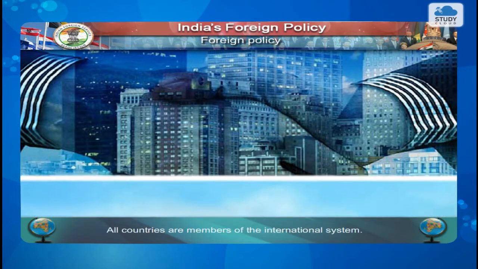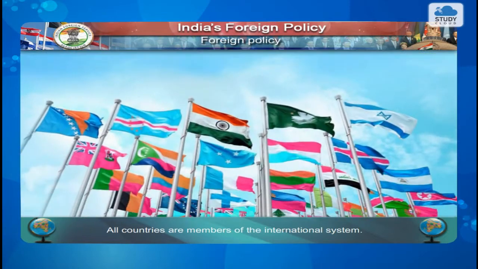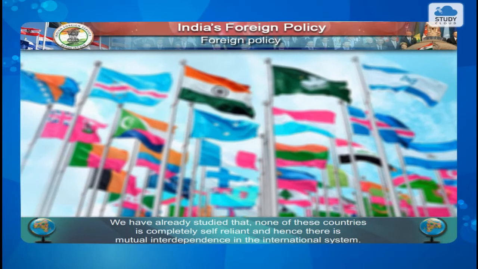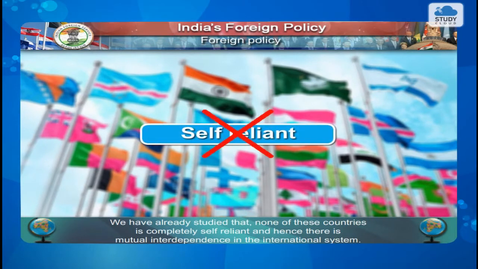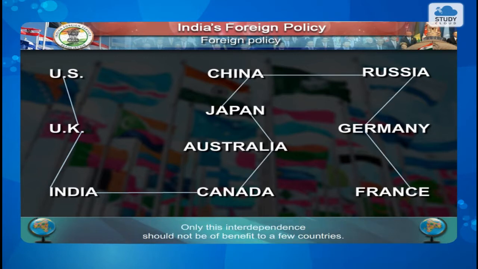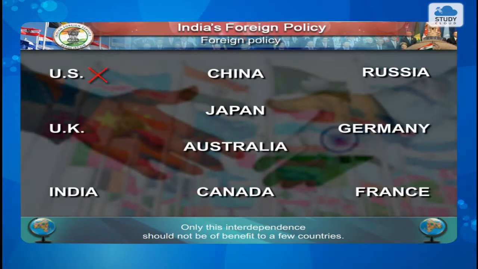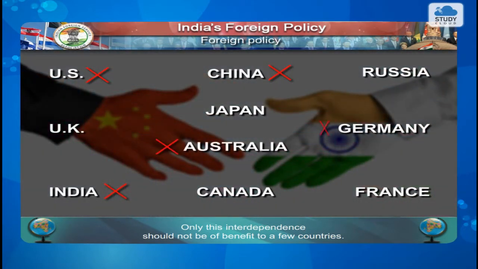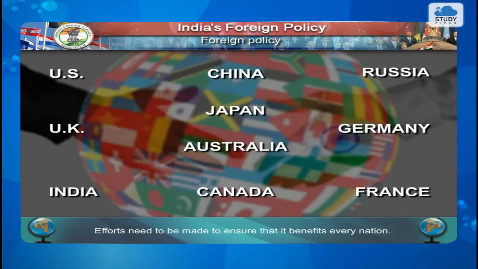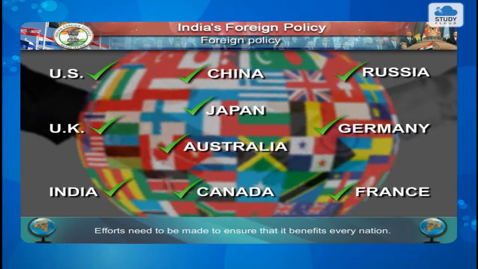All countries are members of the international system. We have already studied that none of these countries is completely self-reliant, and hence there is mutual interdependence in the international system. Only this interdependence should not be of benefit to a few countries. Efforts need to be made to ensure that it benefits every nation.